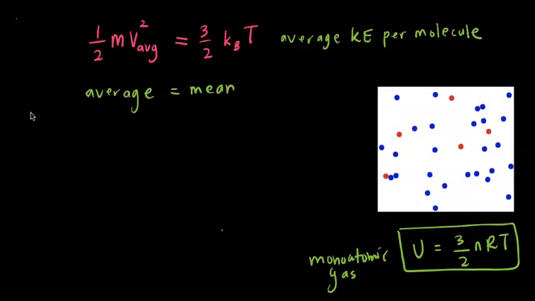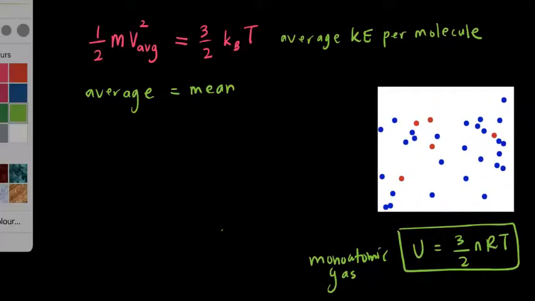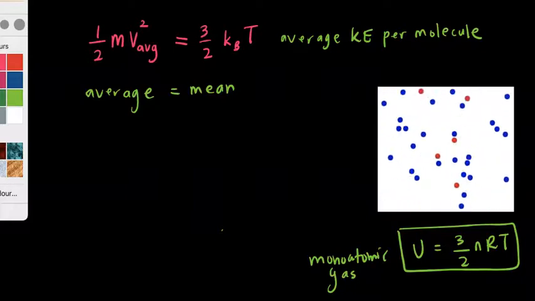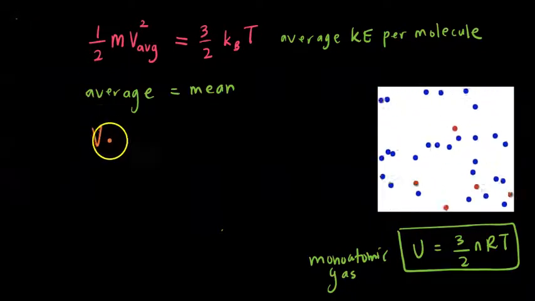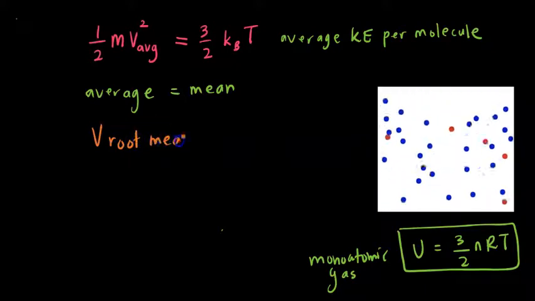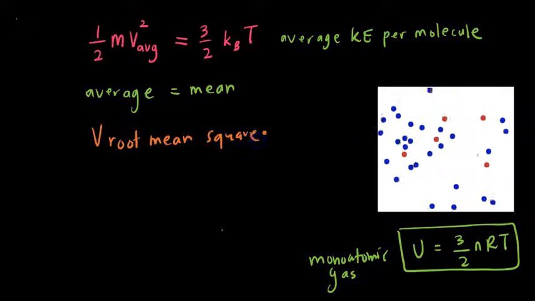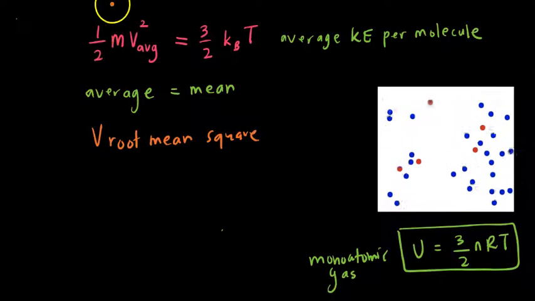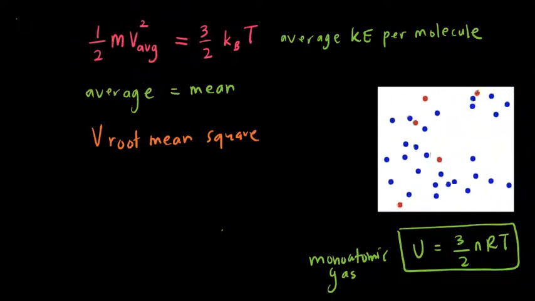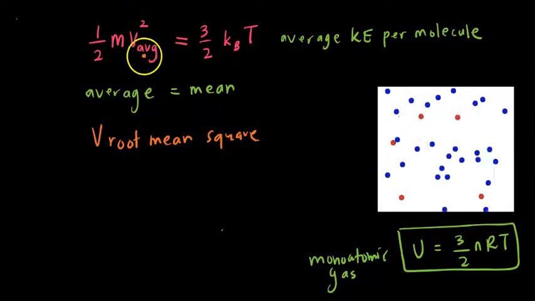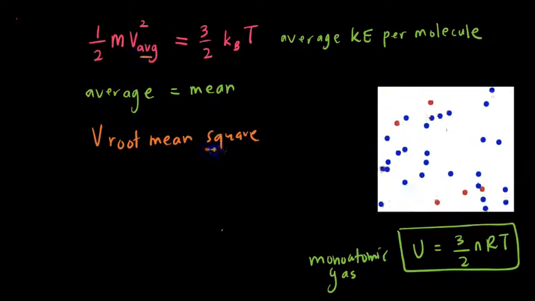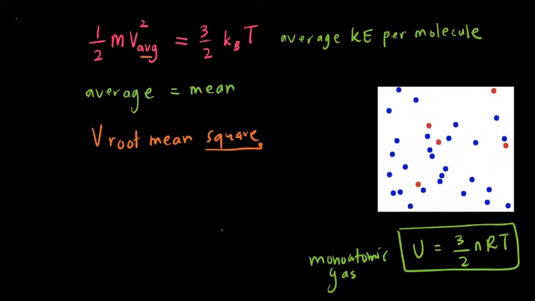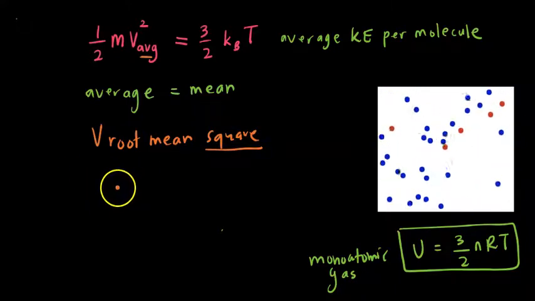Average has the same meaning as mean, right? Average is mean, purata. So if you come across a problem that asks you, what is the root mean square velocity of these molecules? We have the equation, we have the velocity squared, we have the velocity in mean, which is the average. It wants us to know what is the V root mean square.